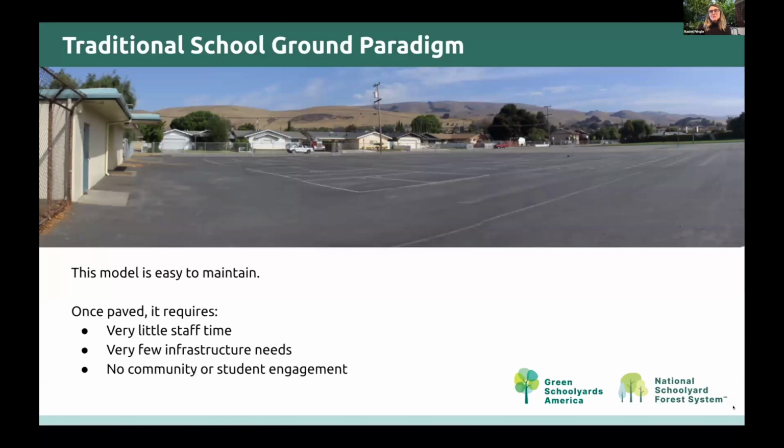This is the traditional school ground paradigm. This model is easy to maintain and therefore is the default design that we see in so many schools. It may not look exactly like this, but asphalt is what we're talking about. Once it's paved, it requires very little staff time to maintain. It has very few infrastructure needs, except for maybe some playground equipment upkeep on elementary yards. And it does not demand any real community or student engagement.